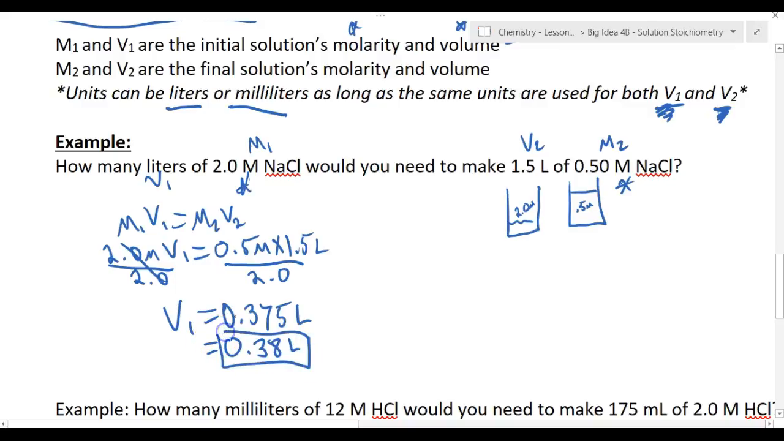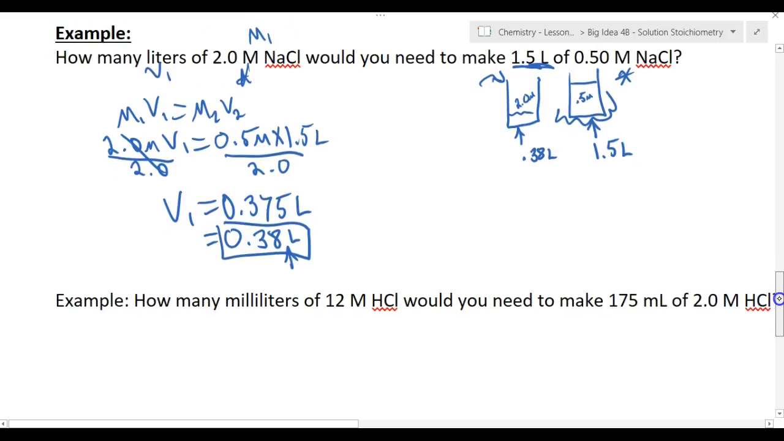And since we have our initial in liters, that's how we know that this final is going to be in liters as well, because they have to stay the same. So based on this rule up here, if we have one that's liters, the other has to be liters as well. So all that means is that we initially had 0.38 liters. Okay, and if we wanted 1.5 liters of this dilute solution, we started off with this, and then we added solvent until we got this. Okay, so this is what we wanted in the end.